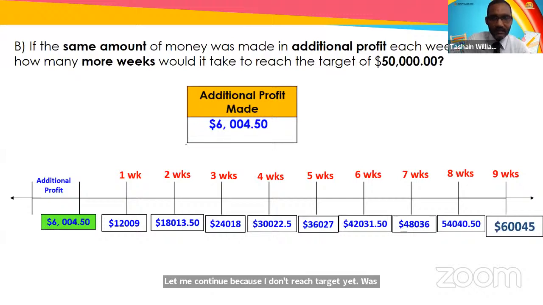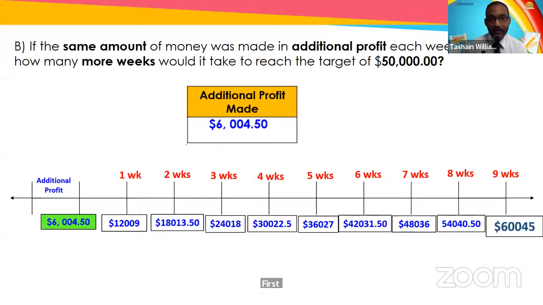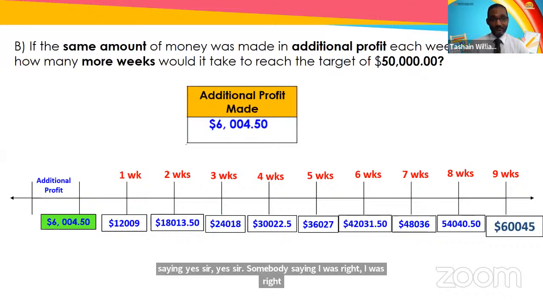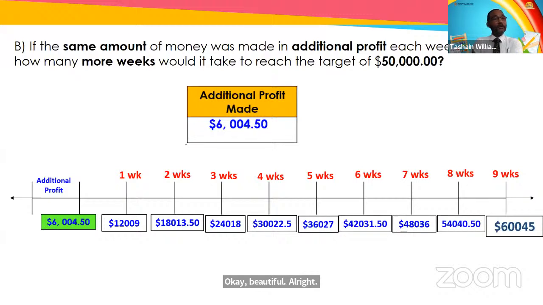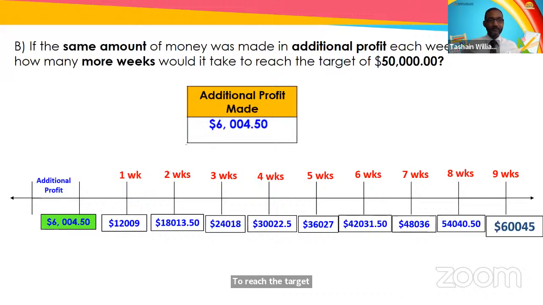In week 9, $60,045. Persons are saying, yes, sir, yes, sir. Somebody's saying they were right. I was right. Okay, beautiful. All right. Now that you're seeing it on screen, how many more weeks did you need to sell biscuit to reach the target? Type your answers in the chat.